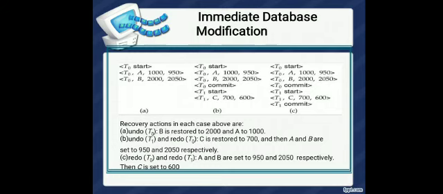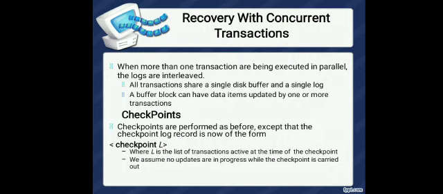In C: T0 comma start, A comma 1000 comma 950, B comma 2000 comma 2050, T0 comma commit, T1 comma start, T1 comma C comma 700 comma 600, T1 comma commit. Both transactions have log records: T0 has start, update and commit operations, and T1 has start, update and commit operations. So we can redo the operations of both transactions T0 and T1 because they reach the commit operation. So the A and B values are 950 and 2050, and the C value is also 600. So this is the immediate update database.